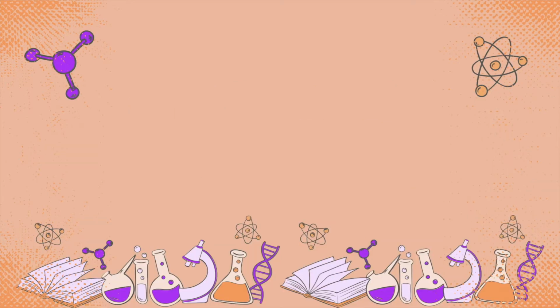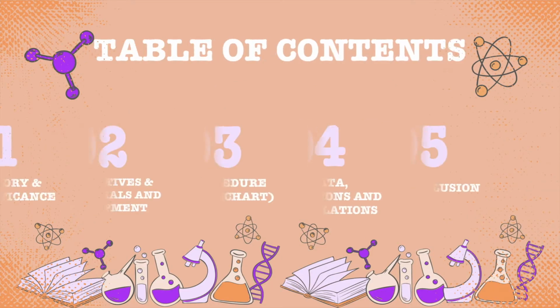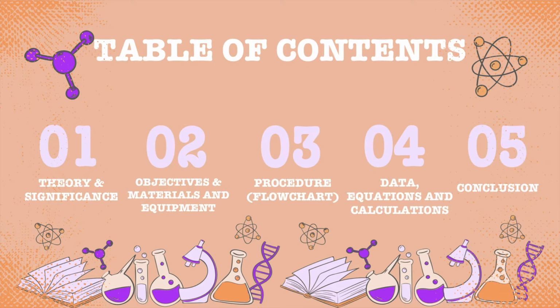Now in this presentation, these are the points to discuss, starting with the theory and significance of screening, or particularly the sieve analysis. Next would be the objectives, materials and equipment of the laboratory experiment, and the procedure by showing a flow chart. Next would be data, equations and calculations, and the last part would be conclusions.